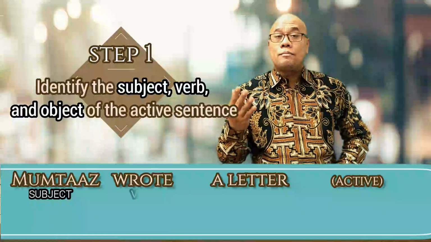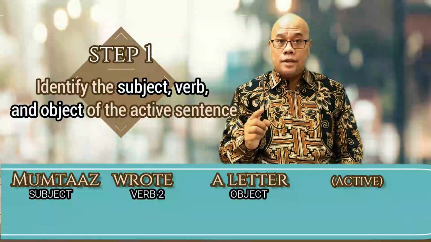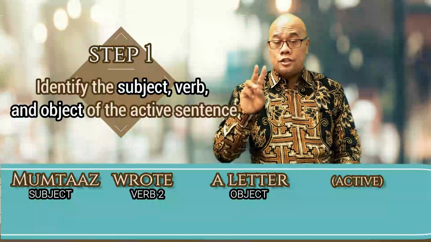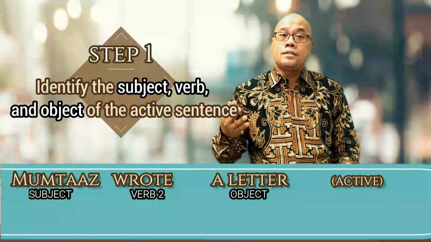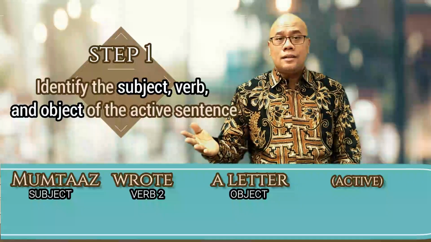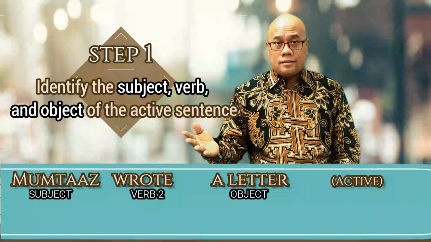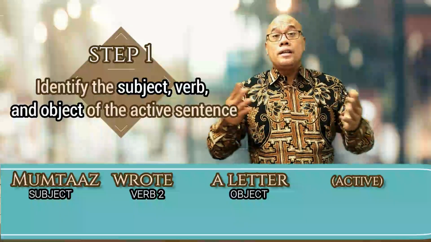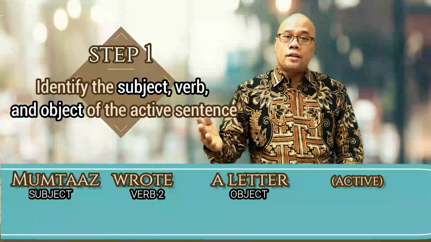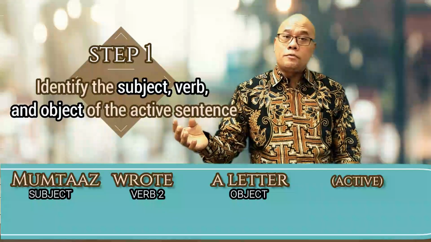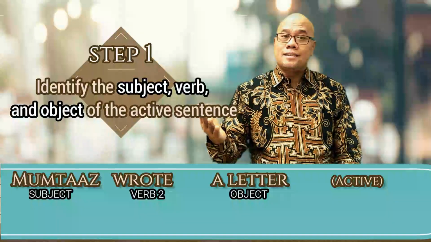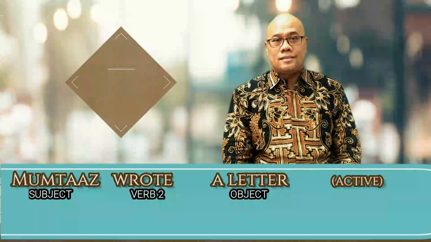Okay, here we have Mumtaz as the subject. Wrote here is the verb tense. This is verb 2 because this is simple past tense. Okay, and then a letter is the object. So we have to be clear about the subject, verb tense, and object of an active sentence before changing it into a passive voice. That's step 1.